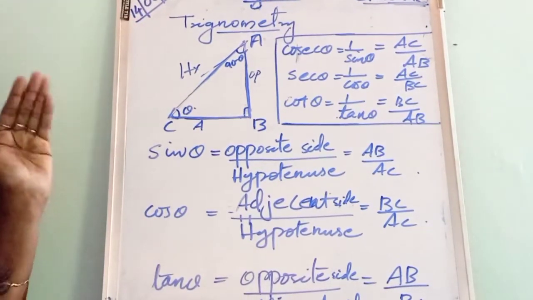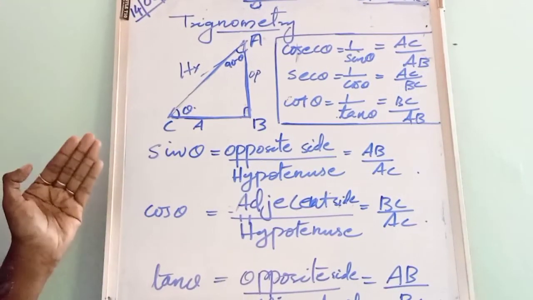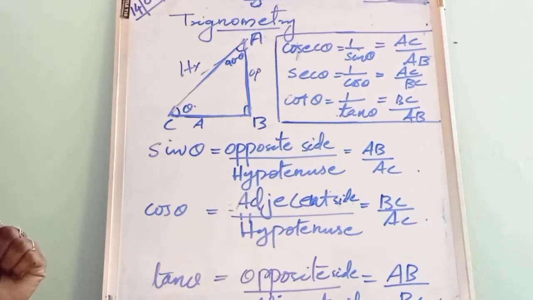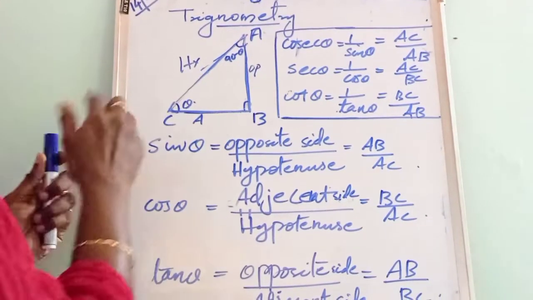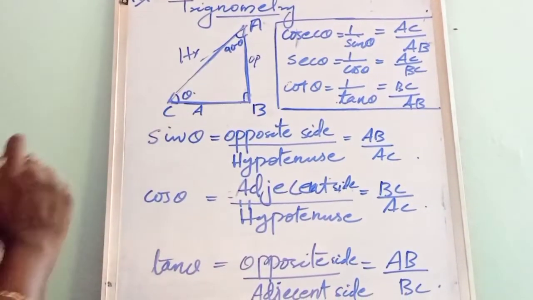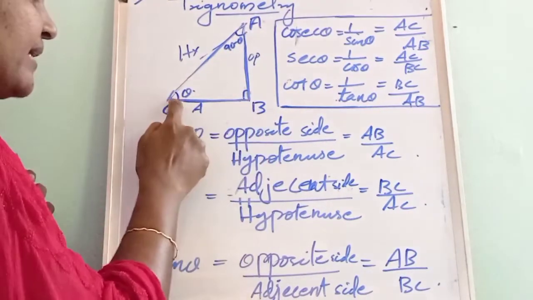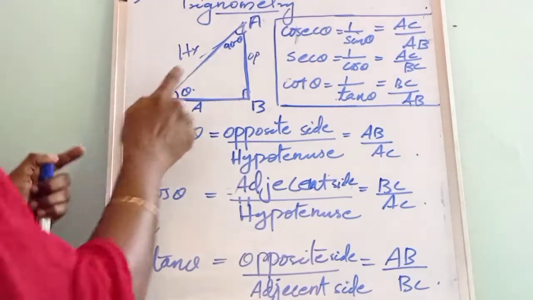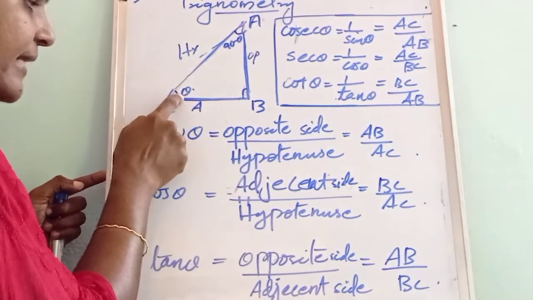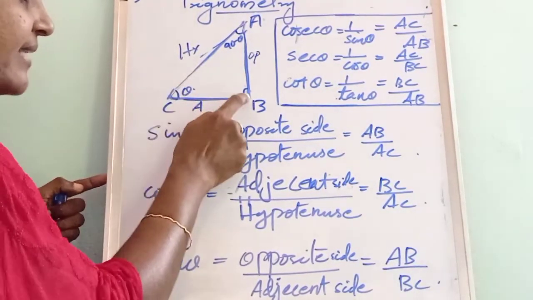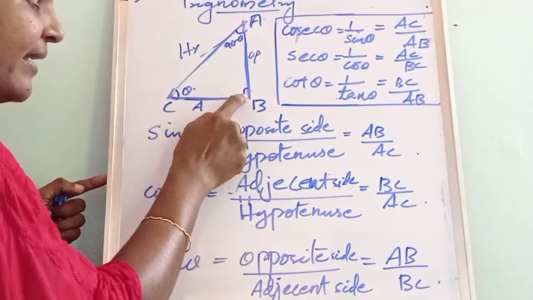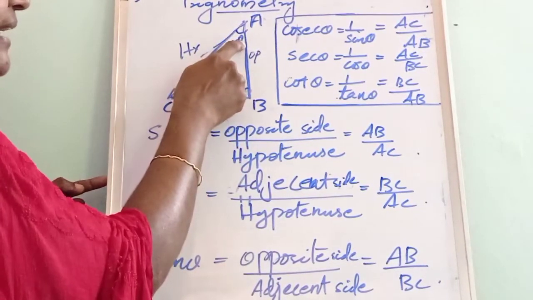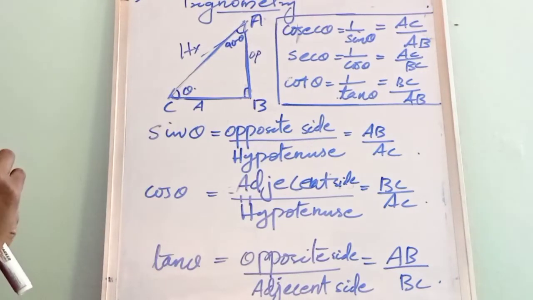Trigonometry. In trigonometry, you have learned a number of functions. For that, here we are considering a right-angled triangle ABC. Here the angle C is represented as theta, this angle B is represented by 90 degrees, and here the angle is 90 minus theta.